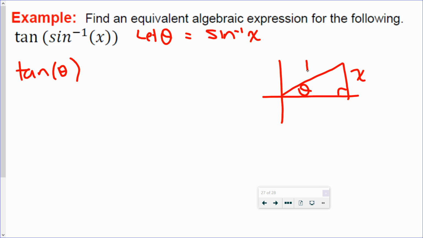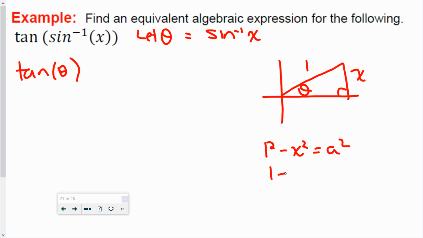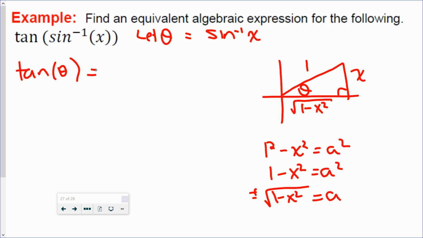And this is the same process. Don't let the fact that there's variables confuse you. Now what I'm going to do is Pythagorean theorem to find out the other side. So Pythagorean theorem would be c squared minus b squared equals a squared. So I really have 1 minus x squared equals a squared. And then I know a is equal to plus or minus the root of 1 minus x squared. Now, because it is in quadrant 1, I know it's positive, so I'm looking here at the root of 1 minus x squared. So now I can do what tangent is. So tangent is equal to opposite over adjacent: x over the root of 1 minus x squared. And that would be my final answer.